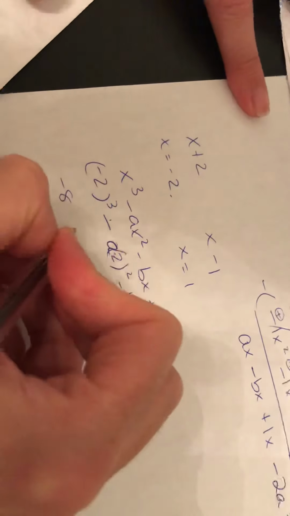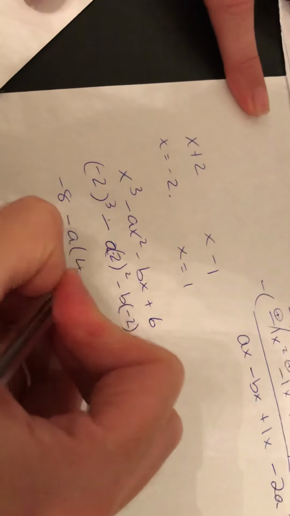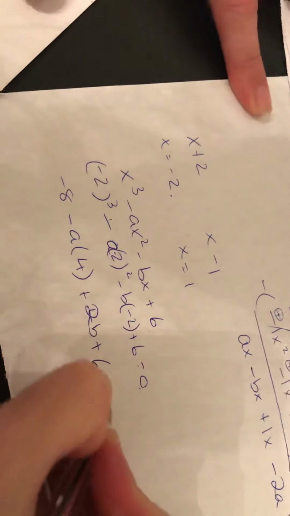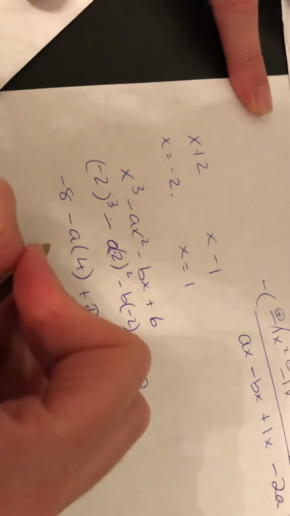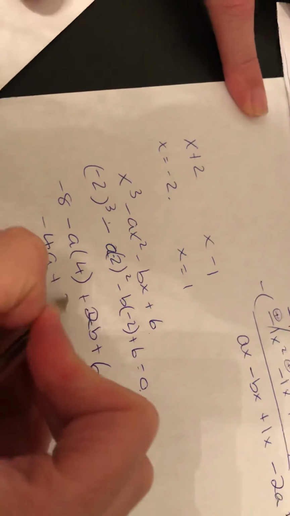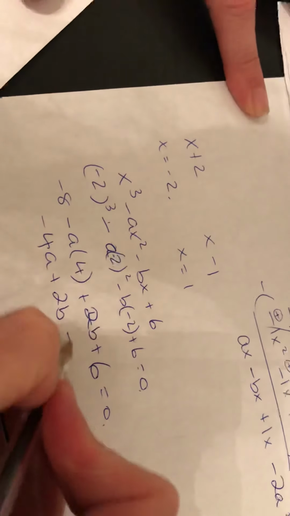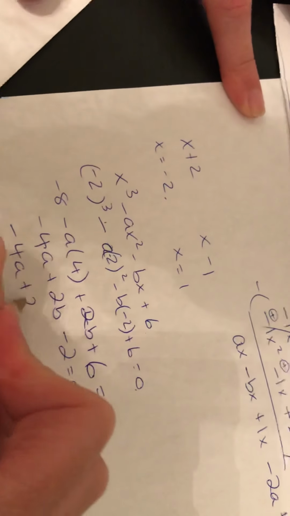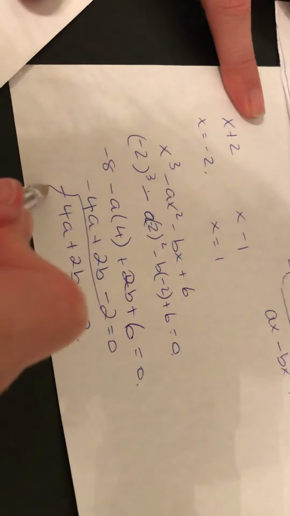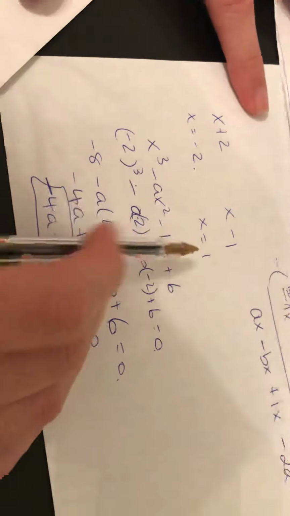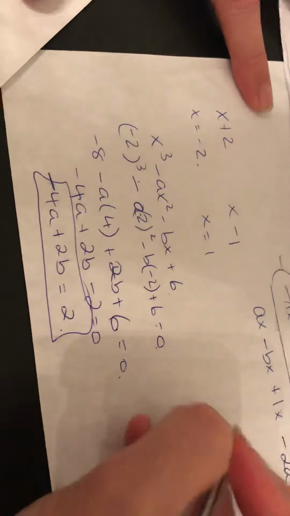That gives me minus 8. Minus 8 minus 4a plus 2b plus 6 equals 0. So that gives me minus 4a plus 2b minus 2 equals 0. So that gives me minus 4a plus 2b is equal to 2. And that looks like a junior cert simultaneous equation, but I need another bit of information. Luckily, I have another bit of information. So I sub it in.